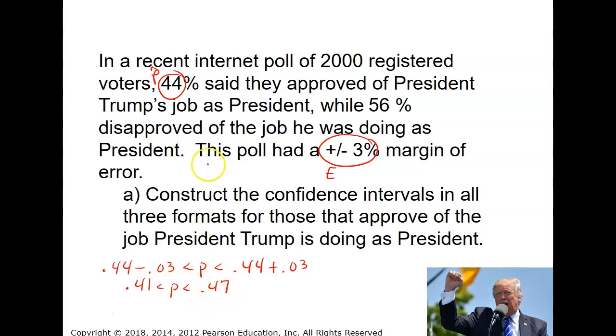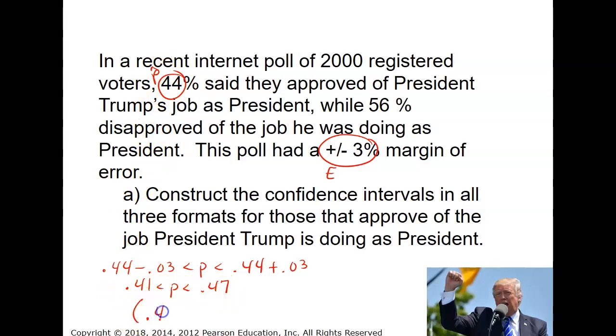So basically what we're saying is even though 44% is what's being reported, and as we go, we'll learn that there's going to be like a 90% confidence level or 95% and so forth. So just say we're about 90% confident that this interval does contain the value that we're looking for, which is the percent that approve of President Trump. So it could be anywhere from 41% to 47%. We're just reporting it as the 44%. So this would be one format.